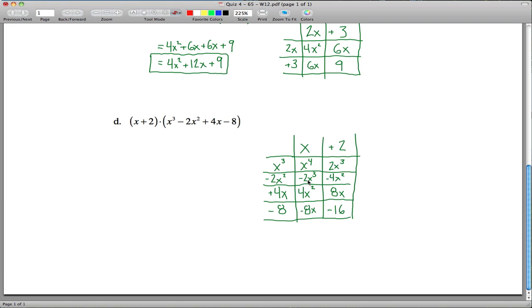And you might notice that on these diagonals, things will just cancel out. We have positive, negative, but I'll write it all out just in case you didn't see that. We could say this is equal to x to the 4th plus 2x cubed minus 2x cubed minus 4x squared plus 4x squared plus 8x. That was coming from here, here, and here. And then finally, minus 8x and minus 16.